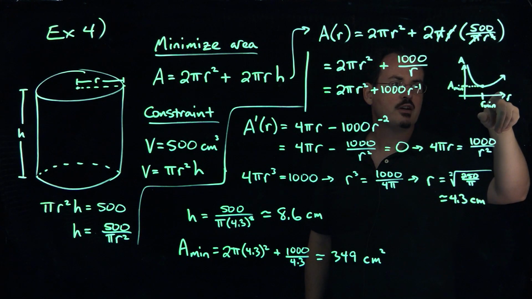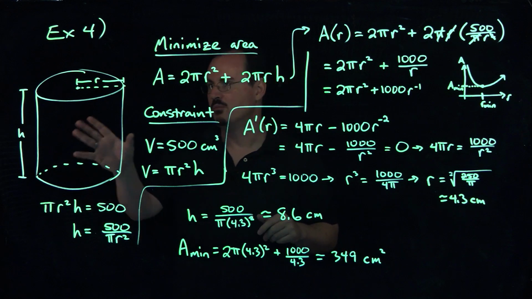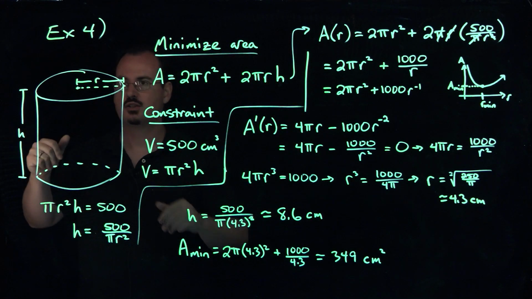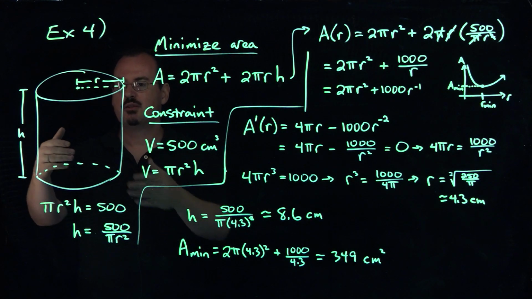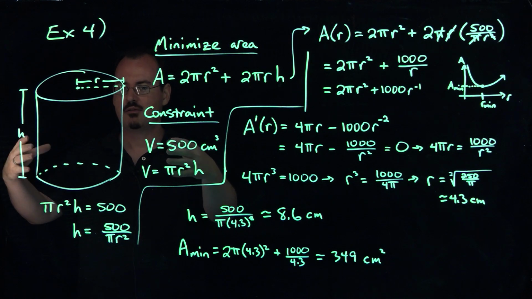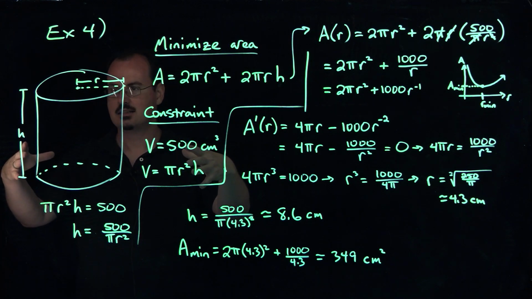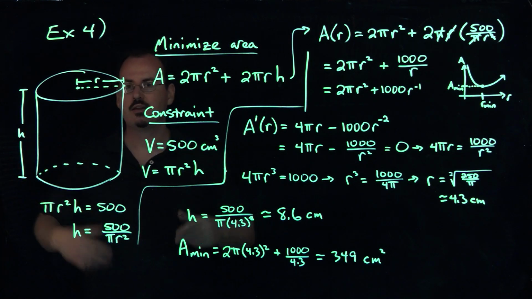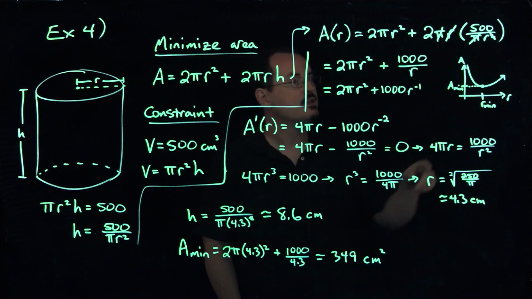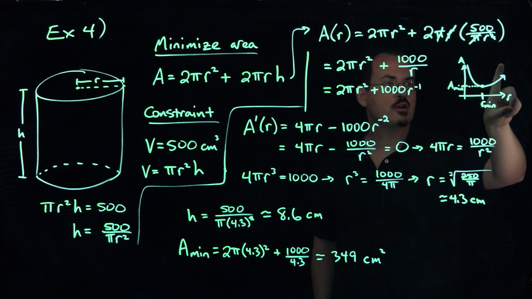Likewise, if I have a very large r, and that r will be bounded, it can't be bigger than a certain quantity, obviously. But if we make it really big, what's going to happen? I'm going to have a really wide, flat cylinder, and again, I'll have to use a lot of aluminum to do that. So the area will go up there as well.